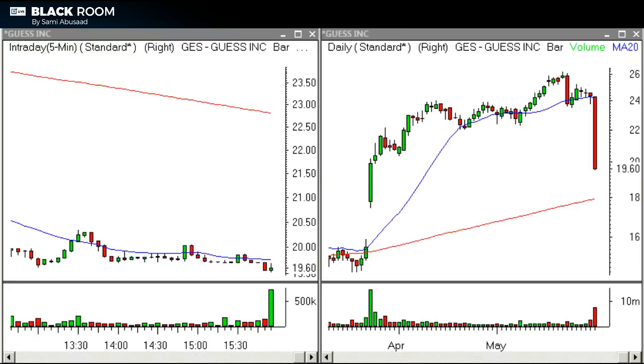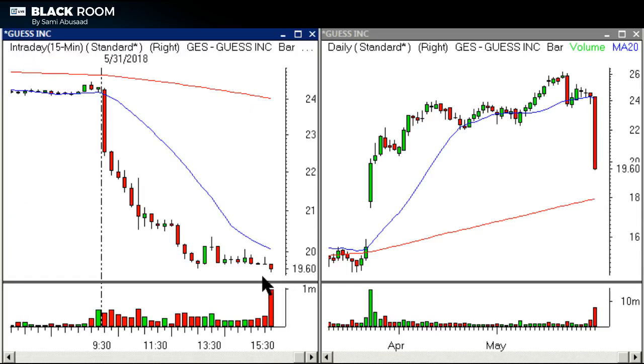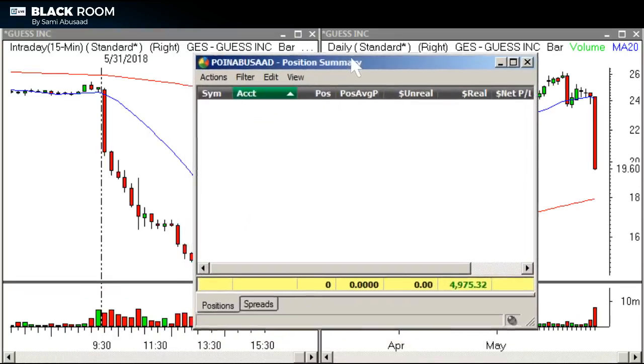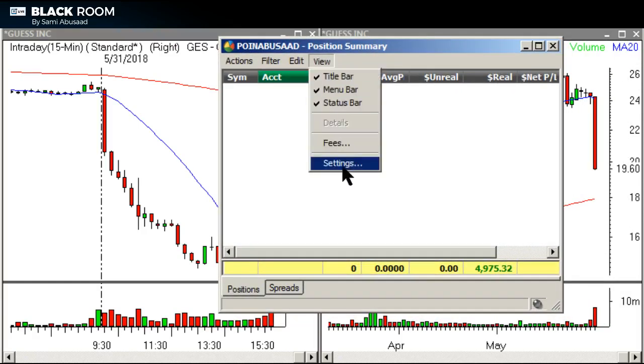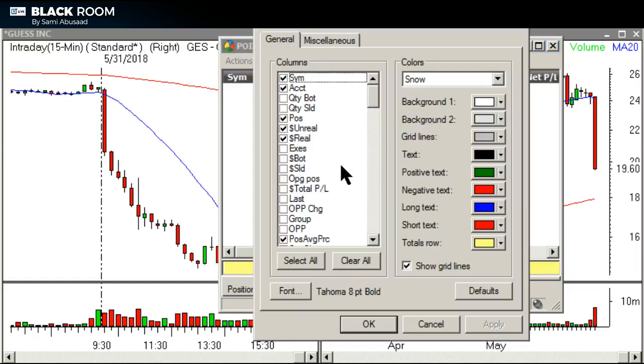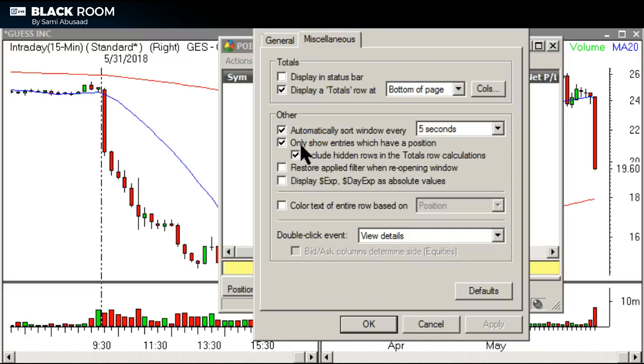Something like Guess, down a lot today. Was there any acceleration leading into the close? No. Did it move? No. You don't want to trade something like this. So I love trading the close because it can be very, very profitable in a very, very short amount of time as liquidity and volume and momentum come back into the stock. But you have to know what to look for.